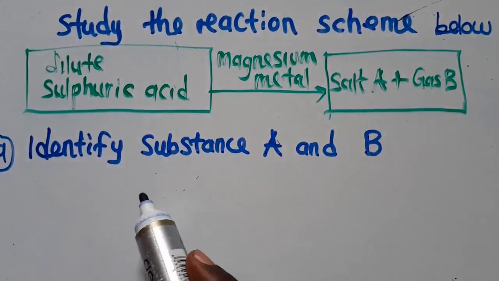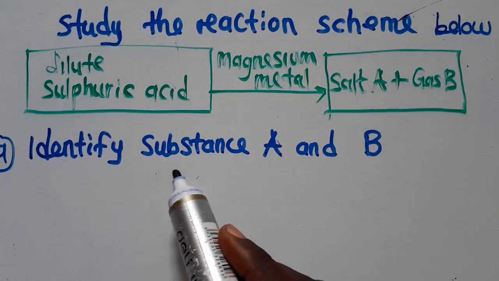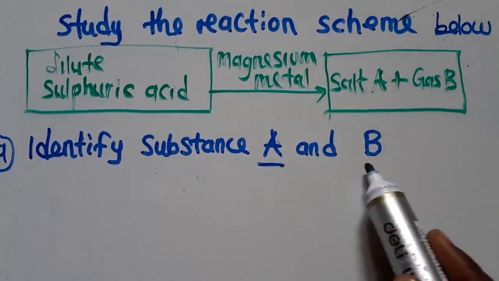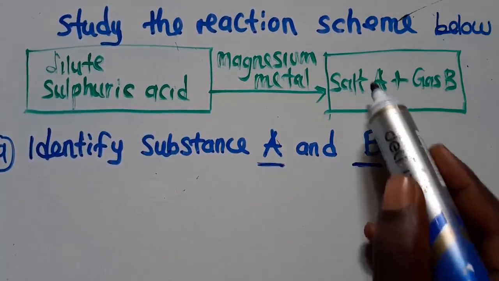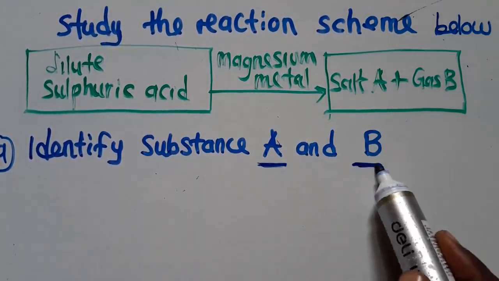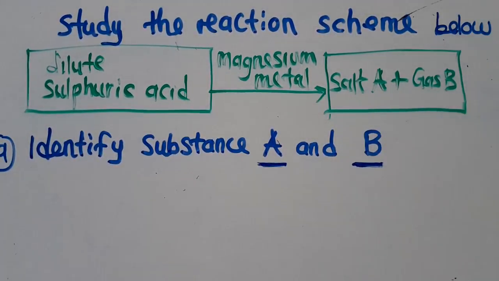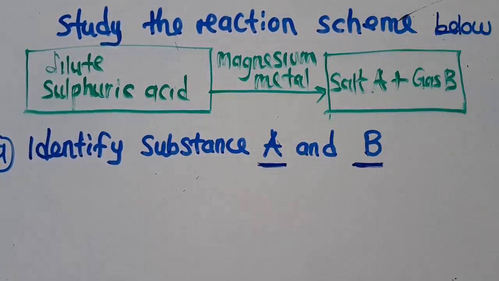So the first question, we are told to identify substance A and B. What is the name of the salt A and the gas B that is produced? How can you go about this question? This is a simple question, and this is how you get to answer it.